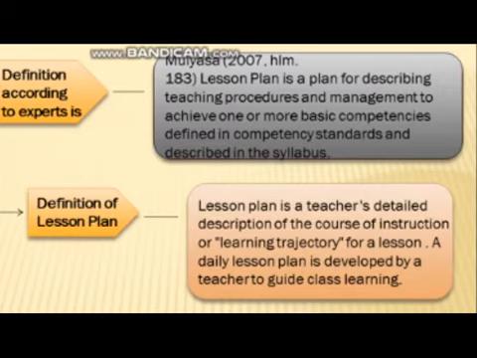Lesson plan. Lesson plan is a teacher's detailed description of the course of instruction or learning trajectory for a lesson. A daily lesson plan is developed by a teacher to guide class learning. Another definition from an expert Mutia, lesson plan is a plan for describing teaching procedures and management to achieve one or more basic competencies defined in competency standards and described in the syllabus.